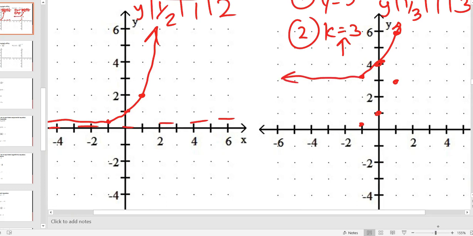Do be careful because the asymptote, which was down here, also got shifted up 3. So make sure that graph does not go below that 3.